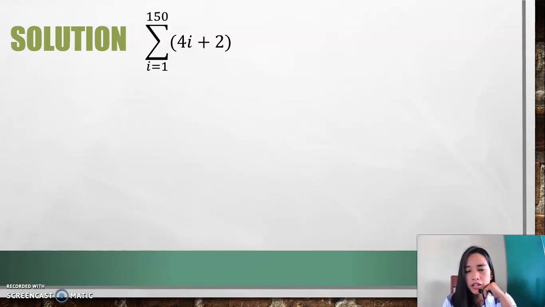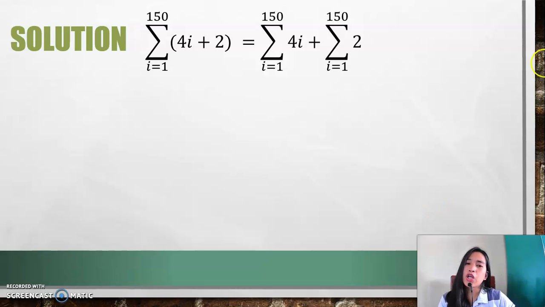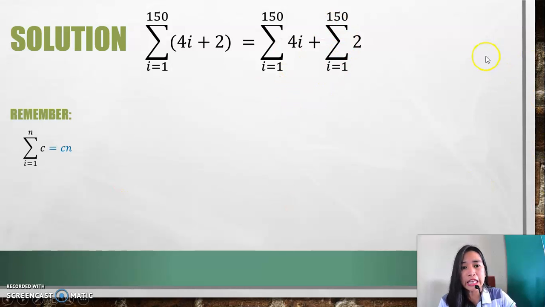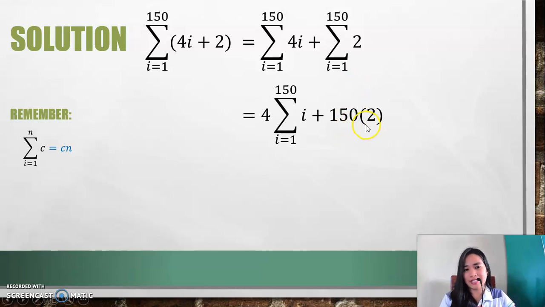So, unsaon na to pag-evaluate sa summation of 4i plus 2 from i equals 1 to 150. So, using the properties of the sigma notation, atong buwagon si 4i ug si 2. Sunod, if you can remember, one of the properties sa sigma notation nga basta constant ang given, tapos sa 1 ka magsugod, we will just immediately multiply 150 and 2. Tama? And then si 4, which is constant, ato na siyang gipagawas daan.